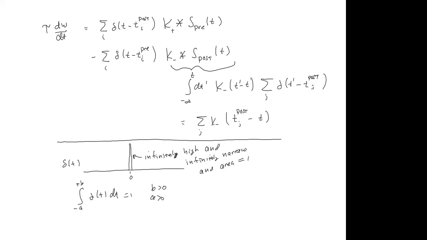I'm going to mention that because it's kind of important. So we have tau dw dt, let's say equals delta of t times some other function of t. Okay. So delta of t is zero when t is not equal to zero. And we can write w of t equals one over tau, the integral say from minus infinity to t, dt prime, delta of t prime, f of t prime.